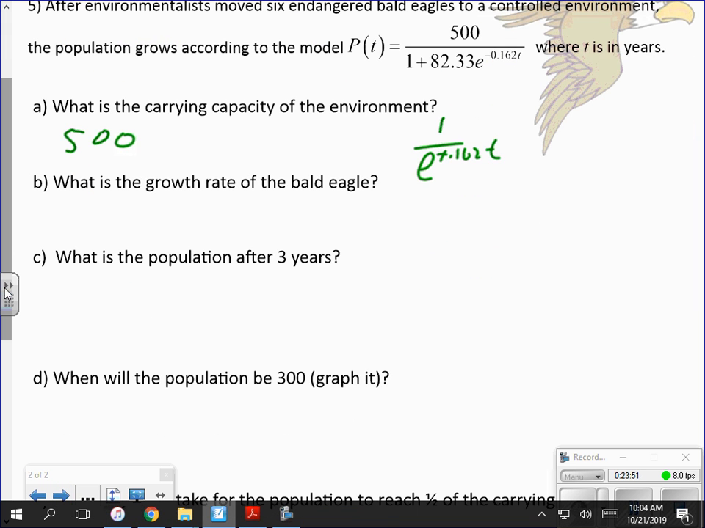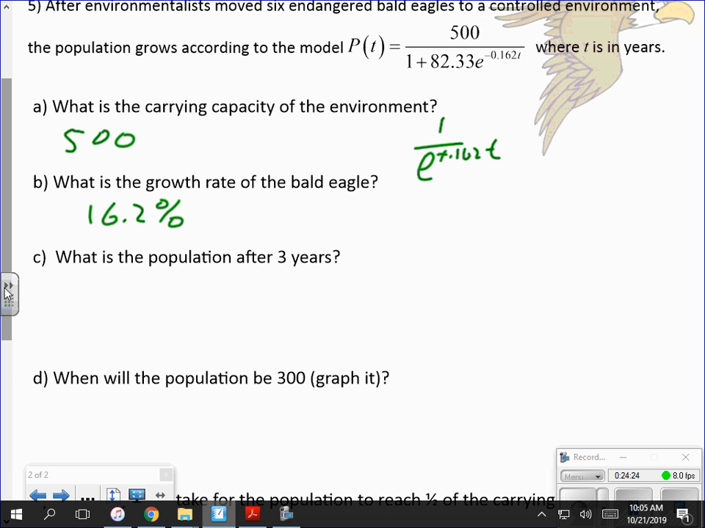What is the growth rate of the bald eagle? Is it 0.16%? If I put negative 0.162? No, because it's always minus P of T. If you look closely at your equation, it's minus P of T. So the growth rate is 16.2% a year. That's not bad actually for something that doesn't have a whole lot of babies that have to survive. They only have 1 or 2 at a time. So it's barely over replacement level.